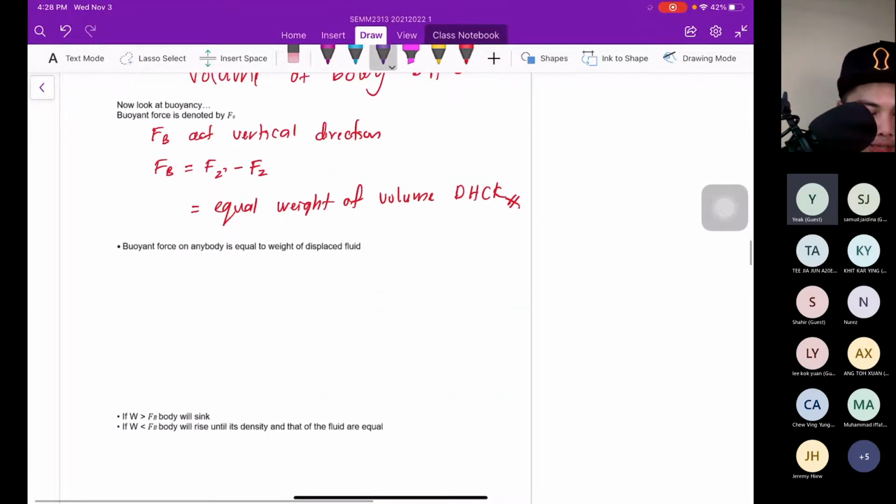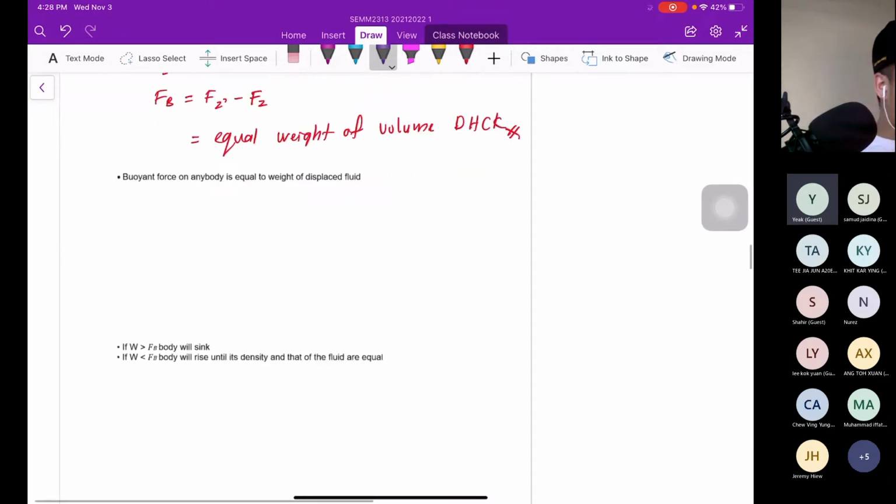Now, the buoyancy force on any body is equal to the weight of the displaced volume. So this is what I mentioned. FB is equal to gamma of the fluid times the displaced volume.